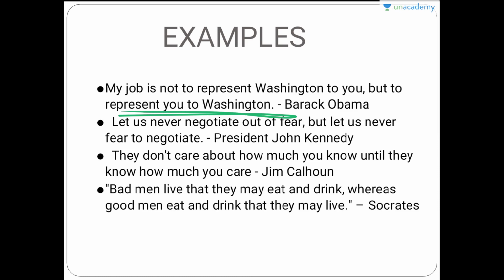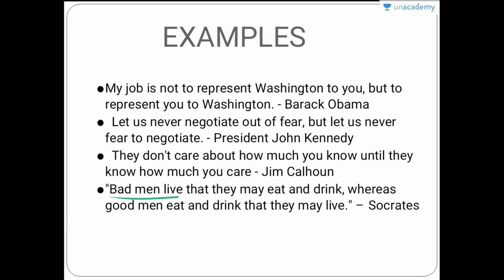Let us never negotiate out of fear, but let us never fear to negotiate. Again, this is a quote by President John Kennedy, the former president. Again, they don't care how much you know until they know how much you care. Again, this is a quote. So they don't care how much you know. Again, this is the idea of crisscrossing. Again, it's chiasmus. So there has to be crisscrossing of ideas.